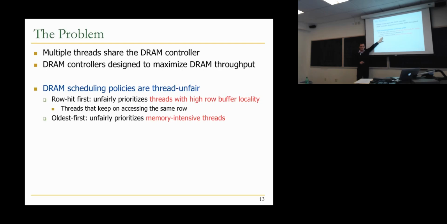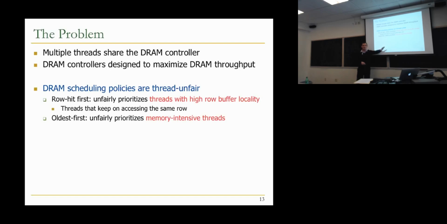The oldest first, let's assume that the row buffer didn't exist. And you did oldest first scheduling. Oldest first means service the requests that have arrived earlier first. Right? Even this is unfair. This is first come, first serve.